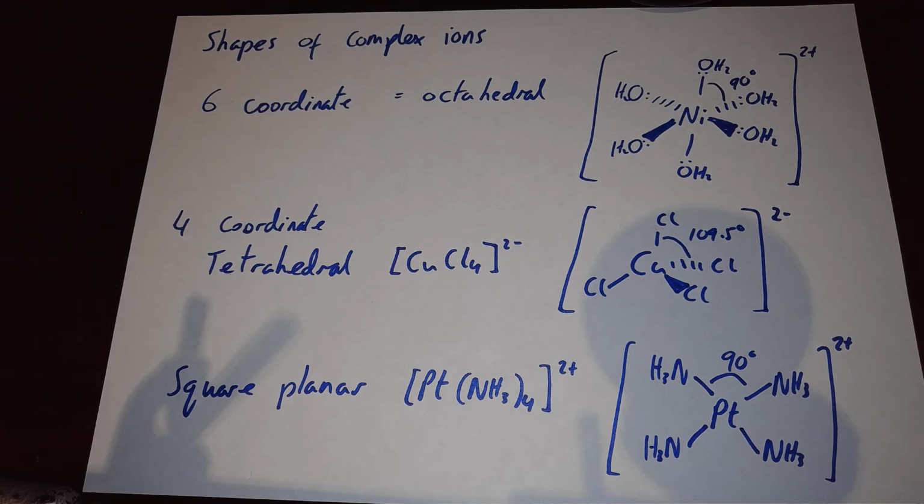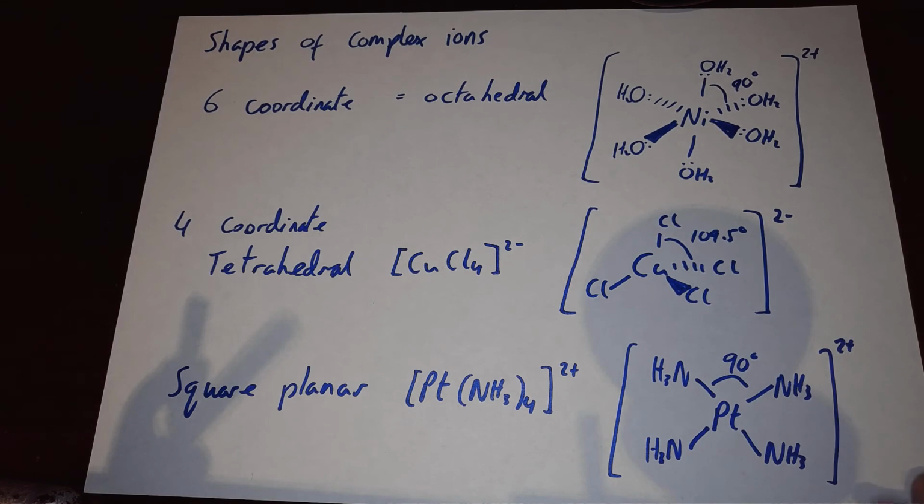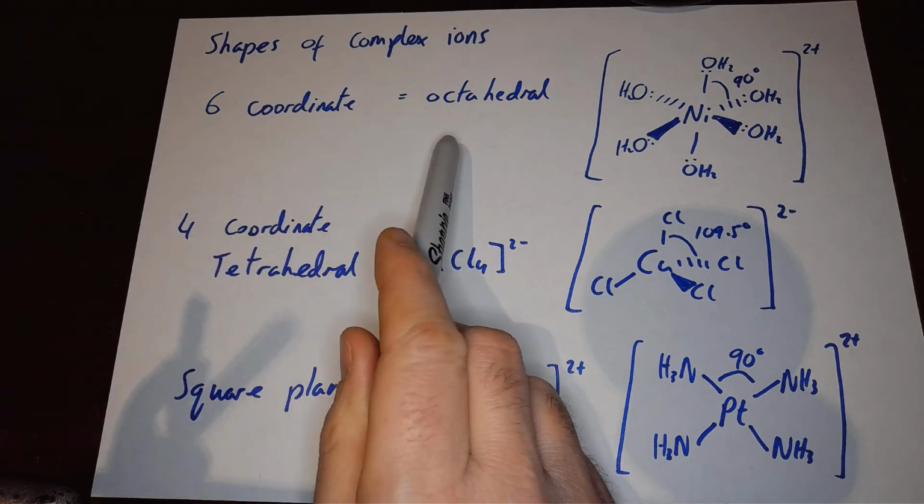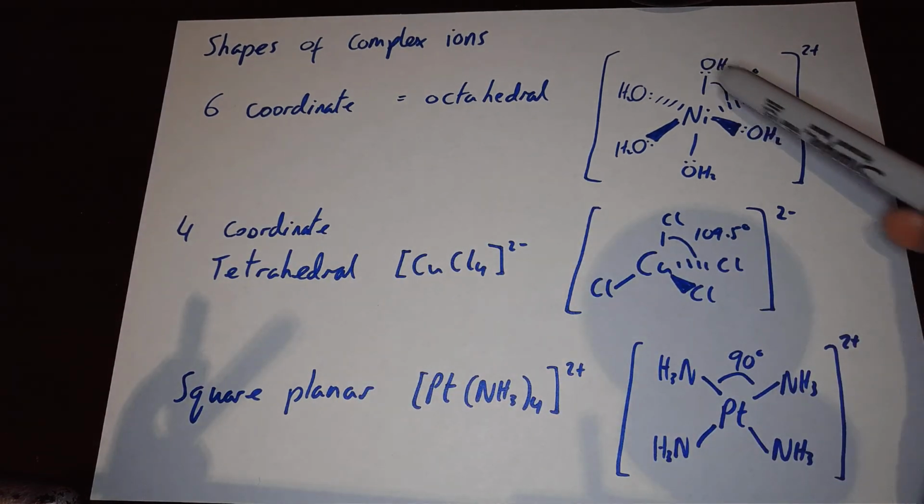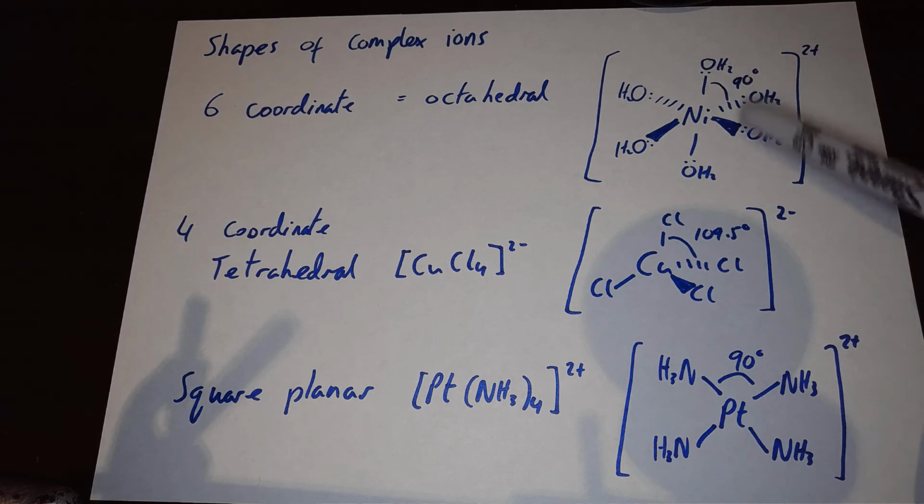There are 3 shapes you have to be aware of when it comes to complex ions. First one we've seen already, octahedral. So whenever there's 6 coordinate bonds, we have an octahedral shape. 90 degrees bond angle between the ligands, just like you saw for SF6 in the first year, same shape, octahedral.